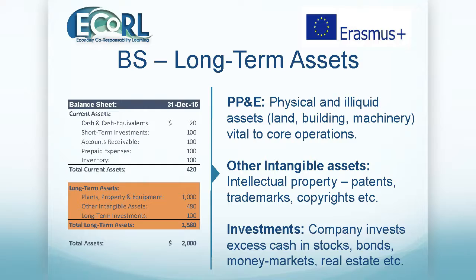Then we move on to long-term assets, which, in contrast with current assets, cannot be easily liquidated. These are some forms of illiquid assets that cannot be sold at the moment to be turned into cash. The most important items here are PPE, which is property, plant and equipment, intangible assets, and long-term investments.